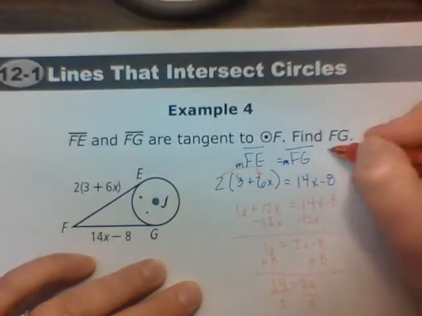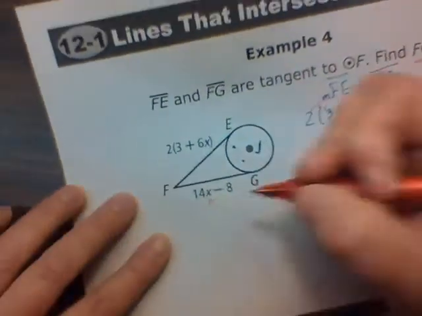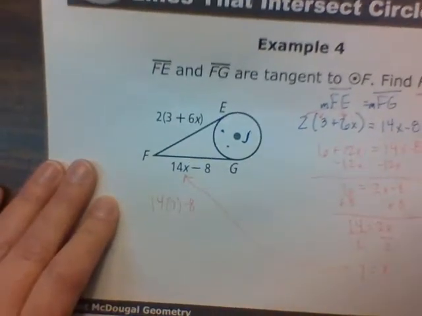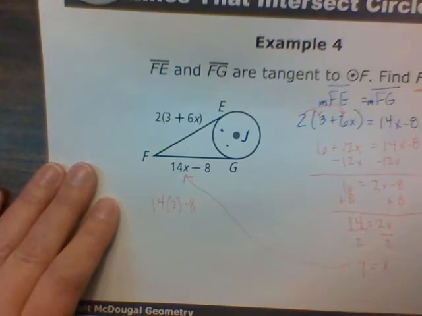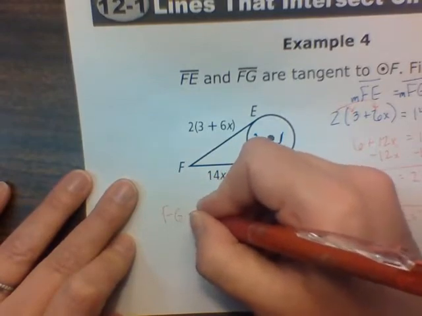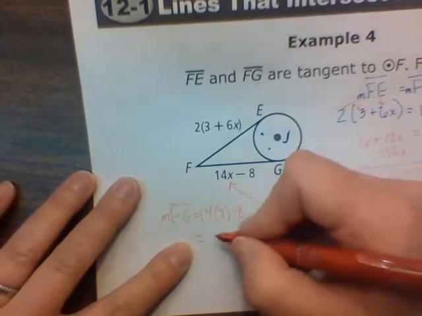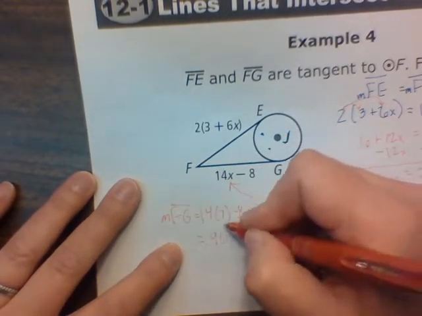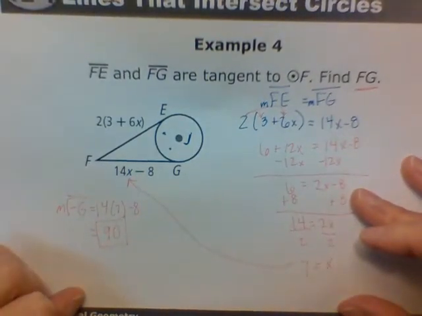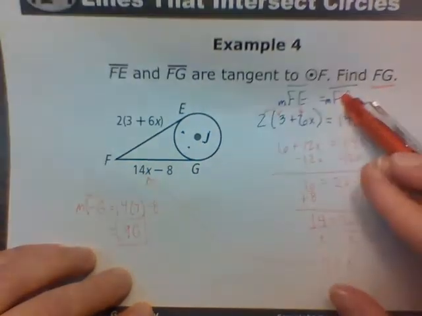Cool, that's not the answer because it says find FG, which means that you need to plug this 7 back in and get 14 times 7 minus 8. 14 times 7 is 98, and then you're going to subtract 8 from that, so apparently FG, the measure of it, is 90 units, whatever that happens to be. So FG is 90. Again, don't stop here. It's not quite your answer. Read the problem that says, yes, they're tangent, yay, find FG.